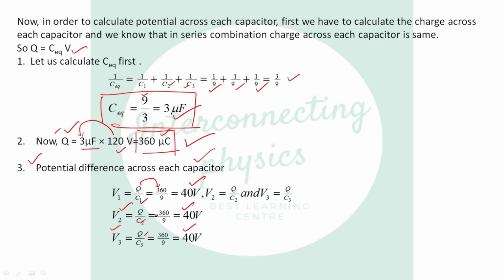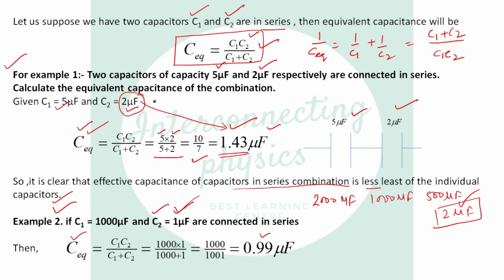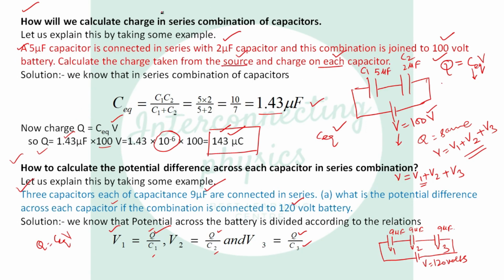I have already told you, if the capacitance of each capacitor is the same, then the potential across each capacitor will be divided equally. But if the capacitance is different for each capacitor, then it will depend upon the capacitance of each capacitor. Is that clear? So we learned how to calculate equivalent capacitance, how to calculate charge in series combination, and how to calculate potential difference across each capacitor in series combination.